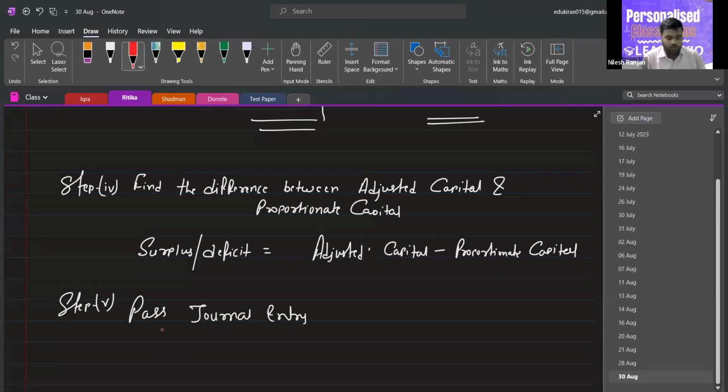Always remember one thing: if the question is asking you to do something, then you have to do it. Forget the concept that is written. If the question says you have to do it, then do it. Now I'm sharing a question with you.